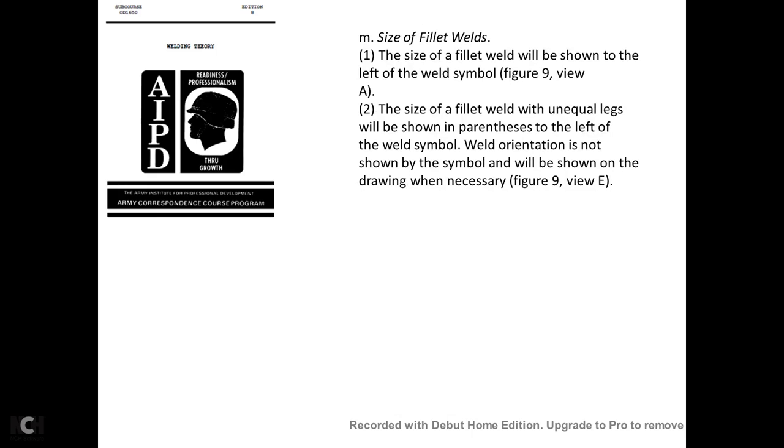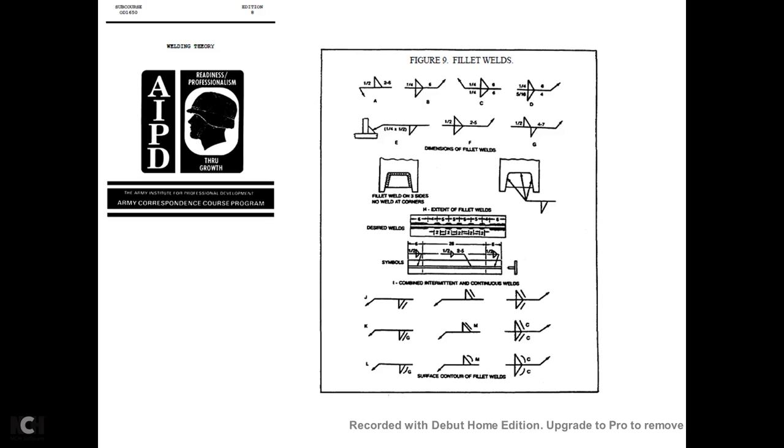The size of fillet welds. The size of the fillet weld should be shown on the left of the weld symbol. The size of the fillet with unequal legs will be shown in parentheses left of the welding symbol. Welding orientation is not shown, but the symbol will be shown on the drawing when necessary. Figure 9 shows fillet welds. The dimension of fillet welds. The fillet weld on a three-sided, no welded corners. Extent of the field welds, desired welds, and symbols. The combined intermittent and continuous welds, and surface contour of the fillet welds.